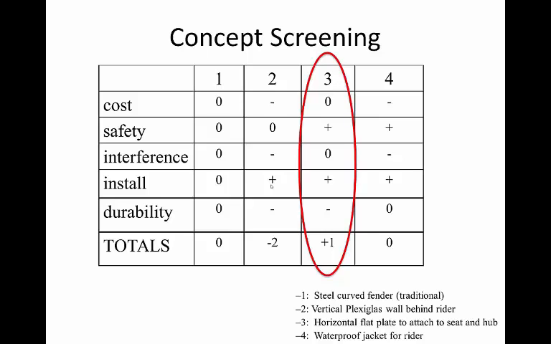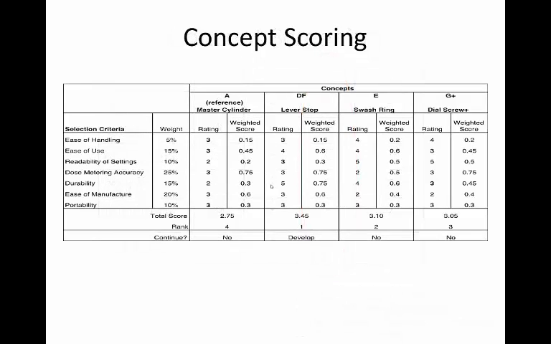But what happens if you end up with several concepts with the same high score? In that case, concept scoring can be helpful. In concept scoring, the concepts are assigned actual scores on each of the criteria, and the criteria themselves are usually weighted. The total score along the bottom is the sum of the weighted scores. In this example related to different kinds of medical syringes, one concept has a higher score than all of the others, and it's this concept that the design team would probably move forward on.